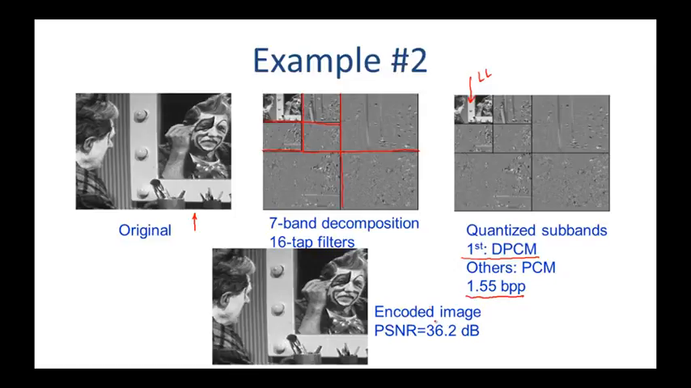And we see here the encoded one is of similar quality, slightly higher quality than the previous one for a very similar bit rate, but certainly there is more computation that is involved when you go to more than 4 subbands. Here we have, again, the 7 subband decomposition.